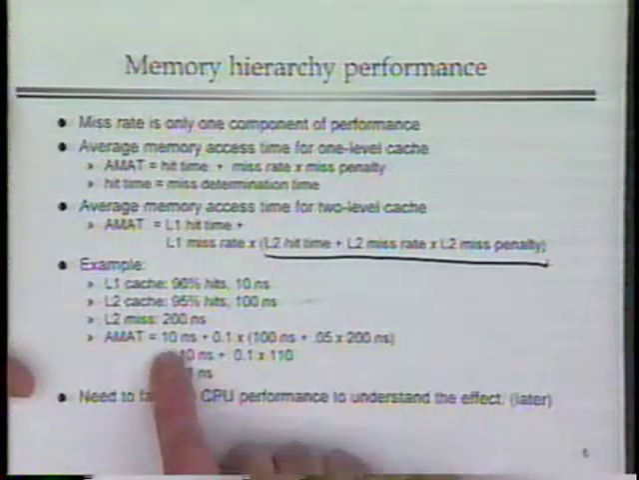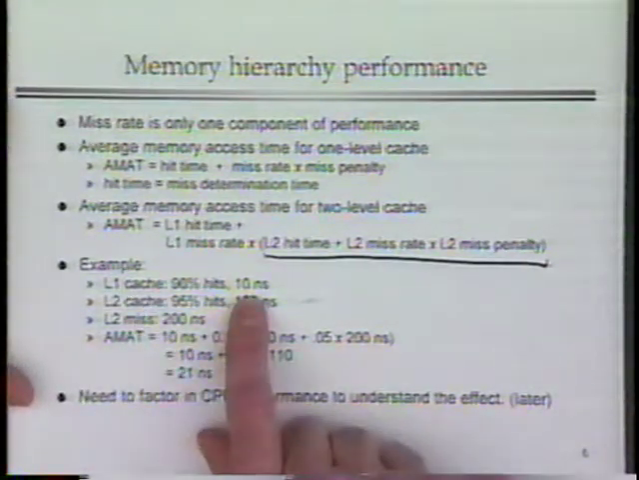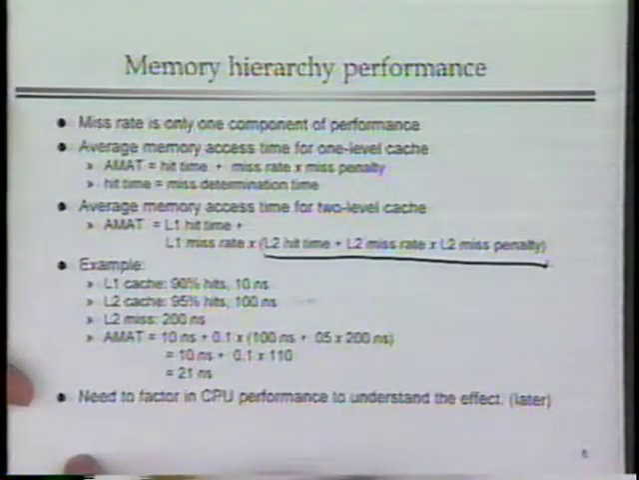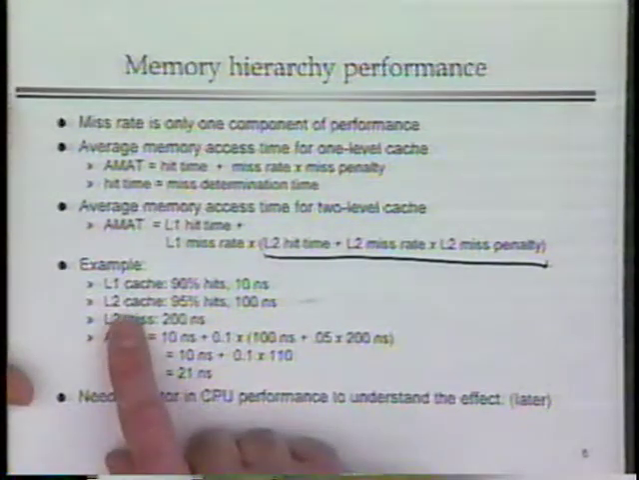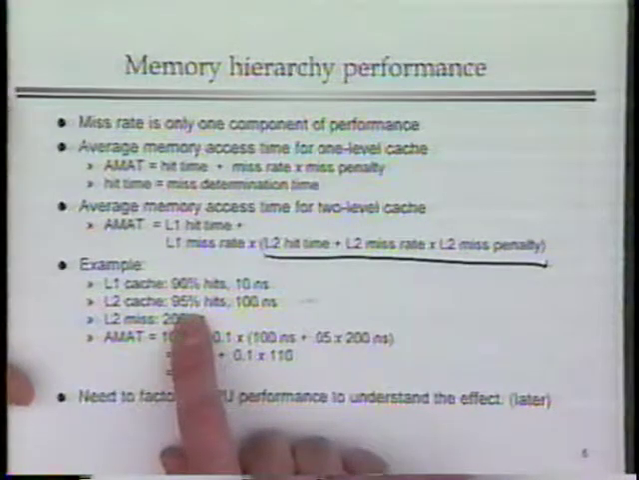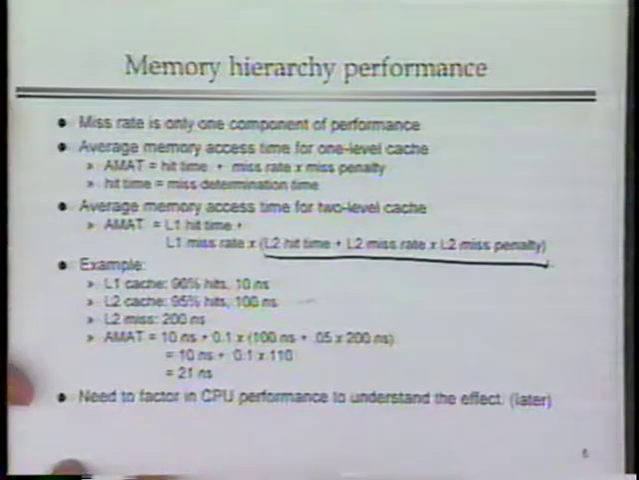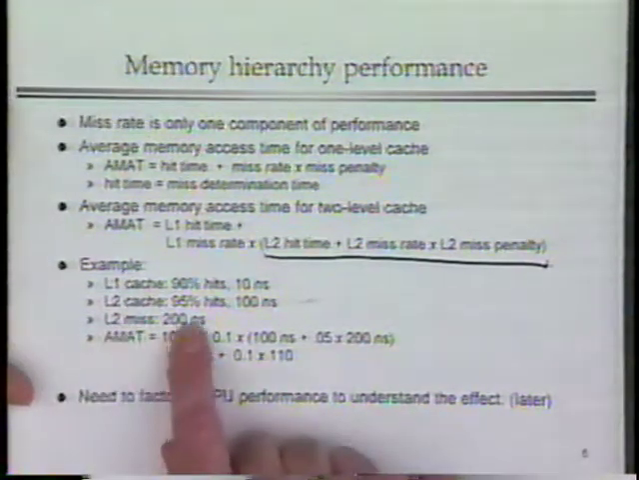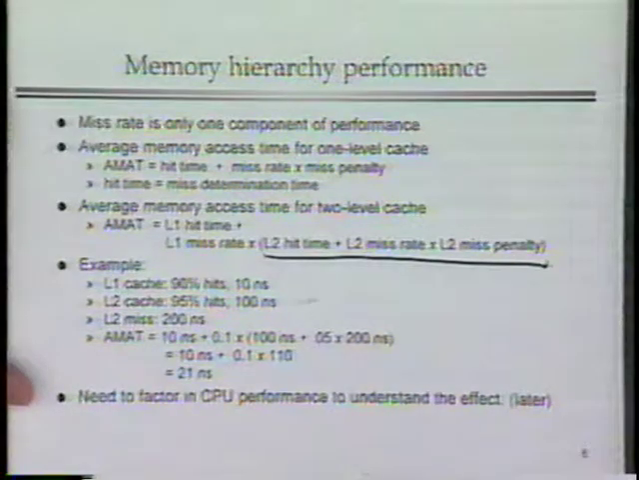So let's make up some numbers. Let's say that the level 1 cache costs you 10 nanoseconds if it's a hit, and 90% of the time you get a hit. If it goes to the level 2 cache, let's say that 95% of the time it hits in the level 2 cache, and it costs you 100 nanoseconds to do that. And if you missed in the level 2 cache, then it costs you 200 nanoseconds to go to main memory.